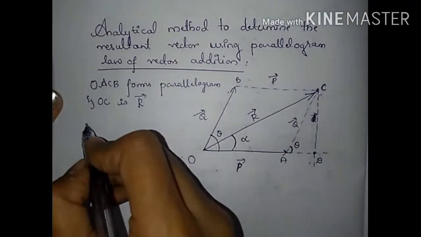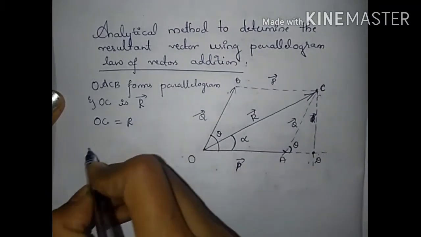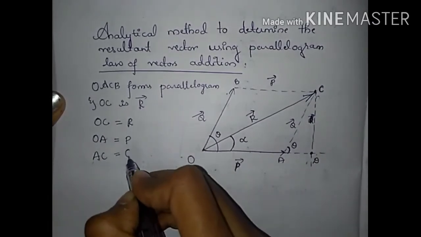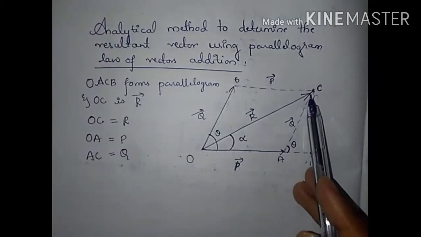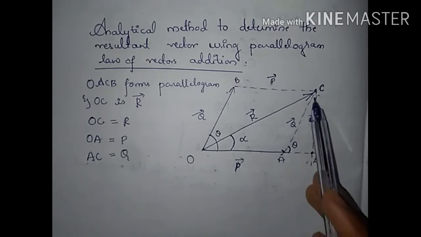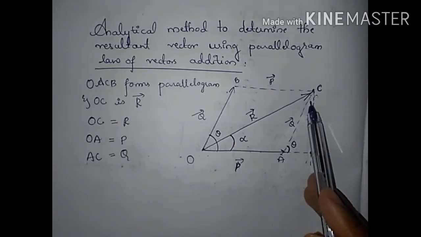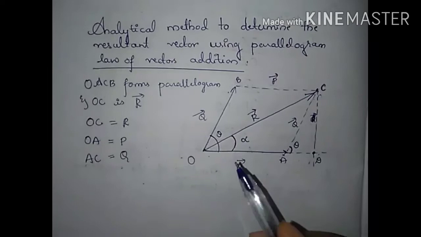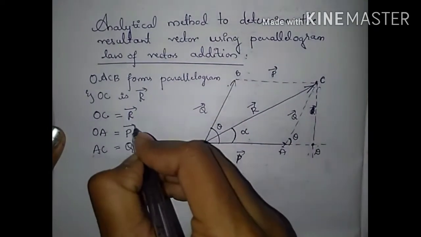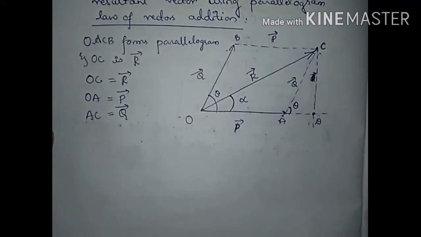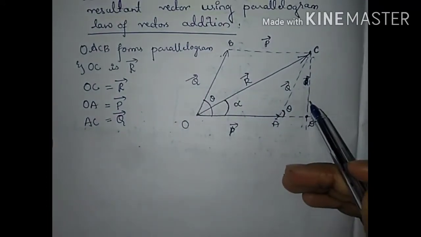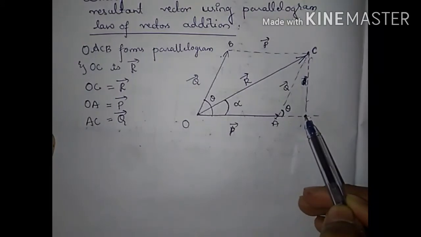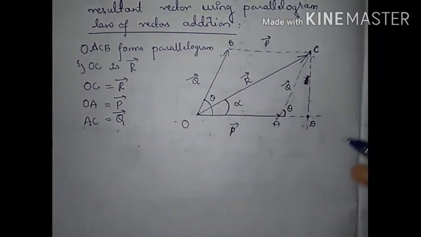From the diagram it is clear that OC is equal to vector R, OA is equal to P, and AC is equal to Q. So OC is R, OA is P, and AC is Q. These three give the magnitudes of R, P, and Q. Now again, like the way we did in the triangle law of vector addition, you have to take cos theta to find AD and sin theta to find CD.